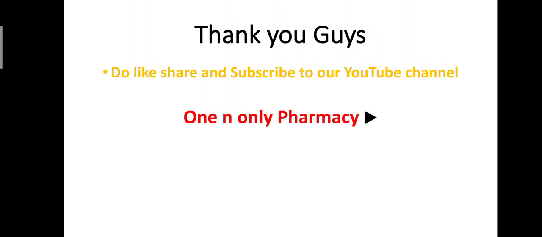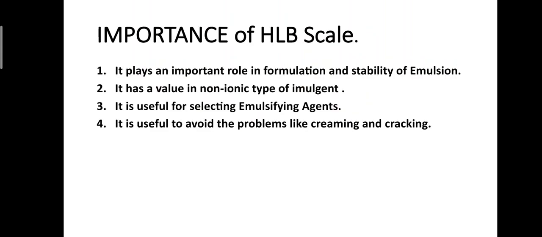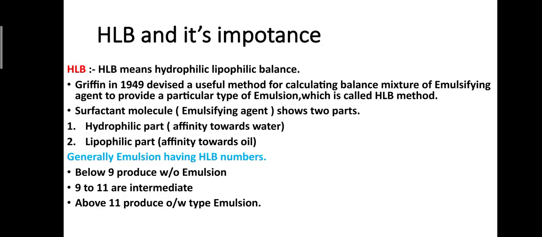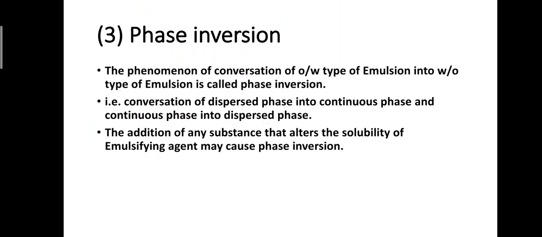Let's see once again what we saw in today's video, a quick revision. Importance of the HLB scale: it plays an important role in formulation and stability of emulsion. It has value in non-ionic types of emulsions. It is useful for selecting emulsifying agents. It is useful to avoid problems like creaming and cracking. HLB and its importance. HLB means hydrophilic lipophilic balance.